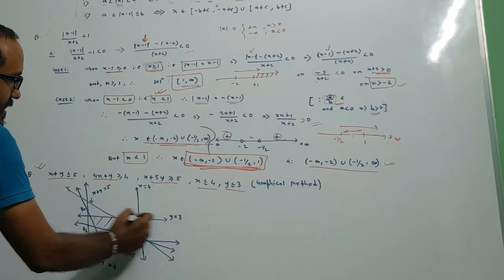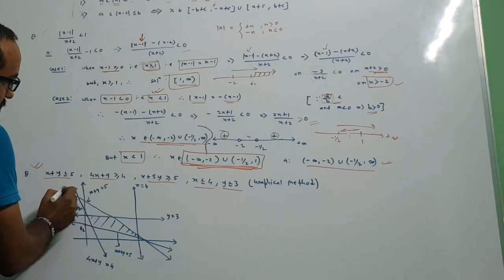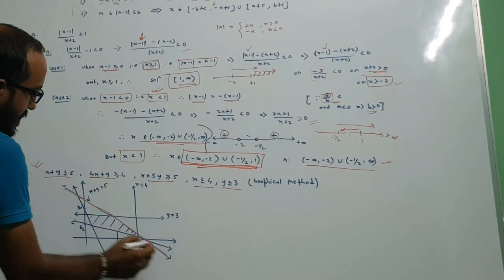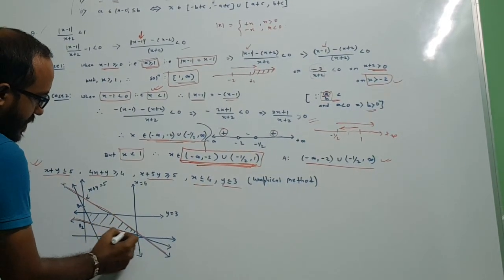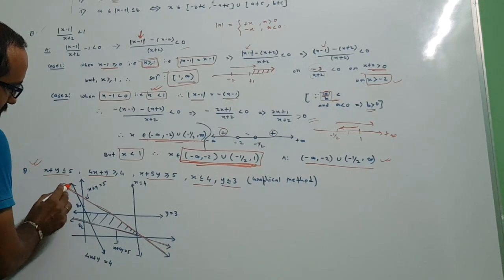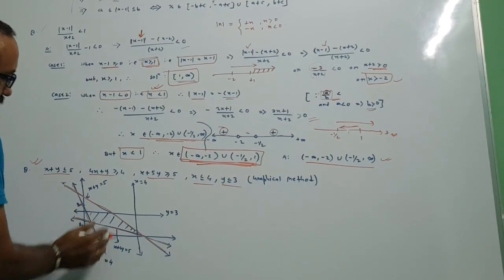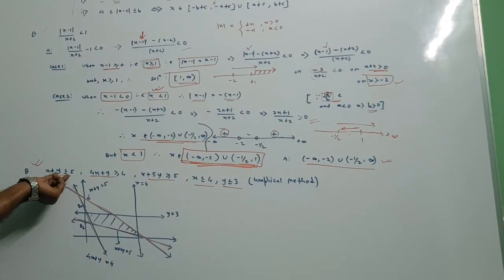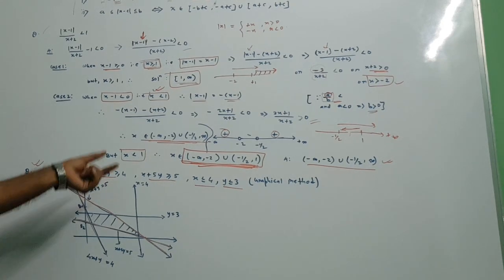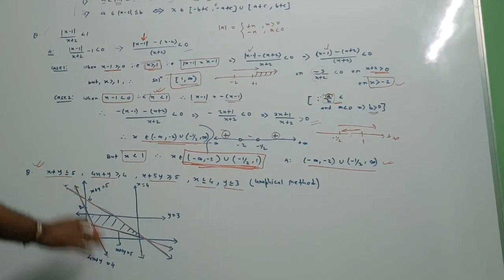This is the y equals 3 line, this is the x equals 4 line, this is your x plus y equals 5 line, this is your x plus 4y equals 5 line, and this is your 4x plus y equals 5 line. Make them equal to, not less than or greater than, and draw the straight lines.